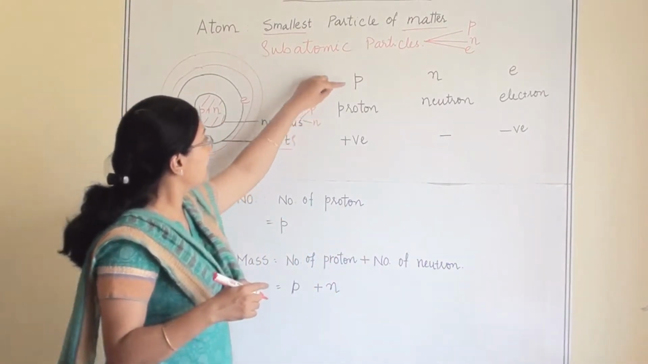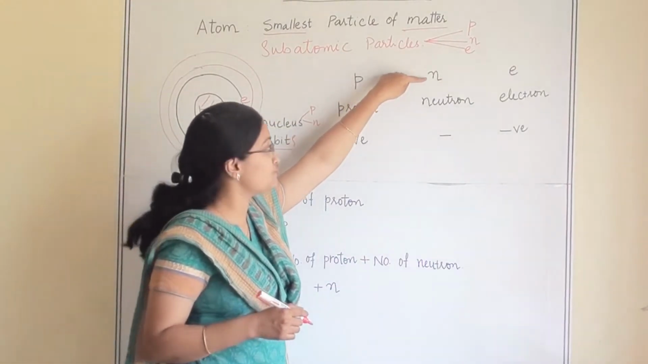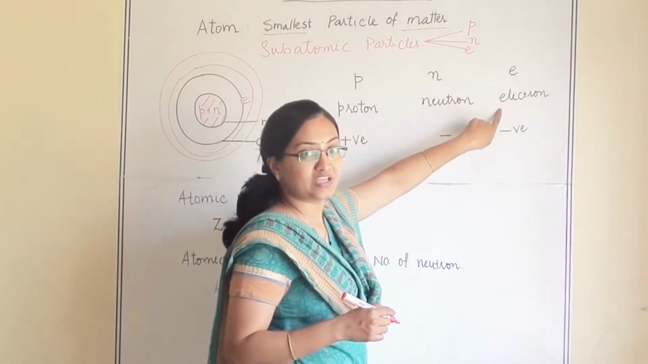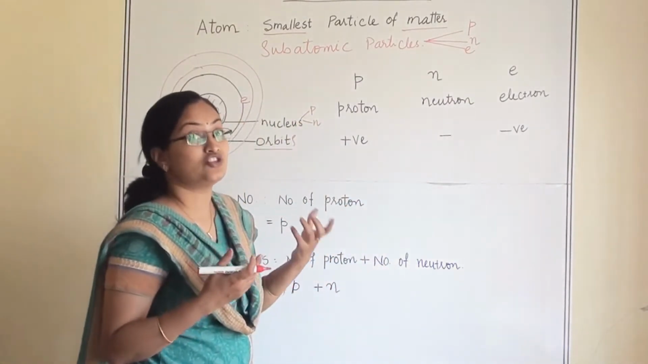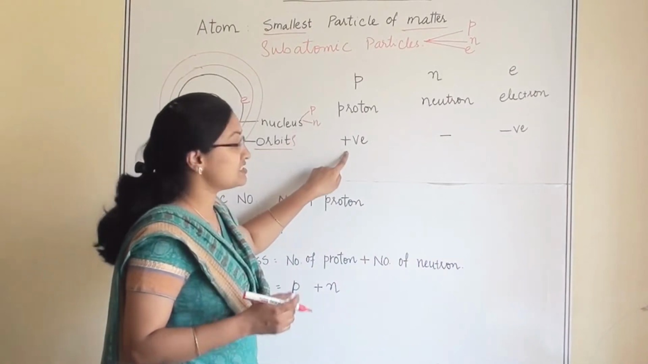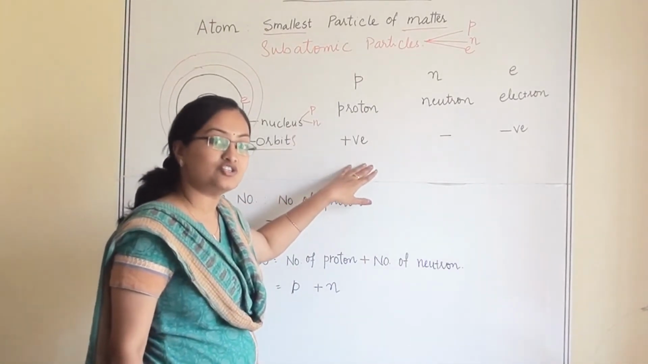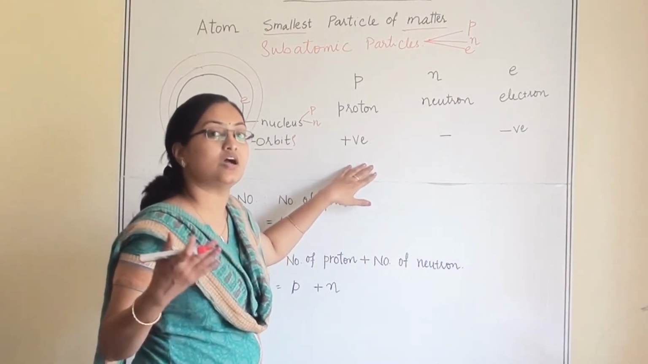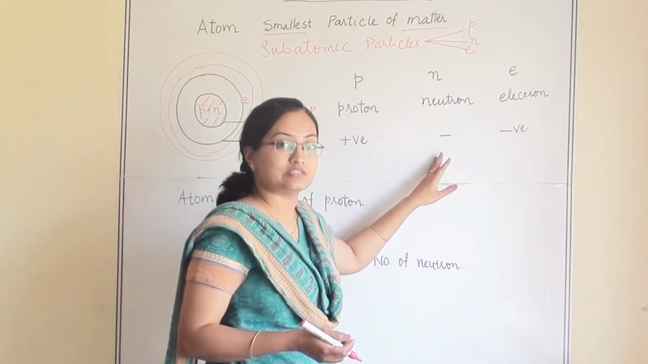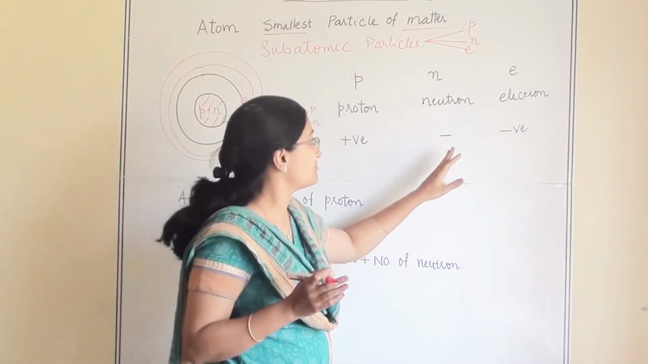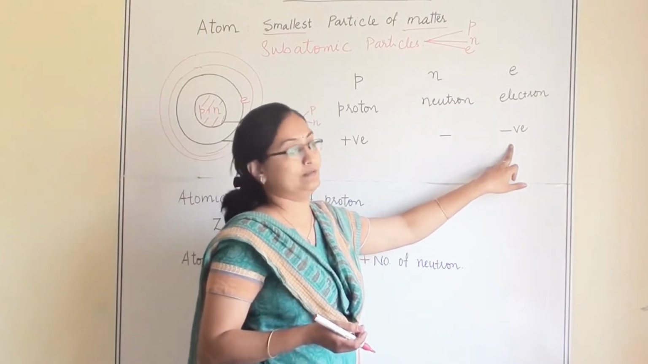Now P stands for proton, N stands for neutron, E stands for electron. If we look from the perspective of charge, proton is a positively charged particle, whereas neutron is chargeless, it is without charge, whereas electrons are negatively charged particles.